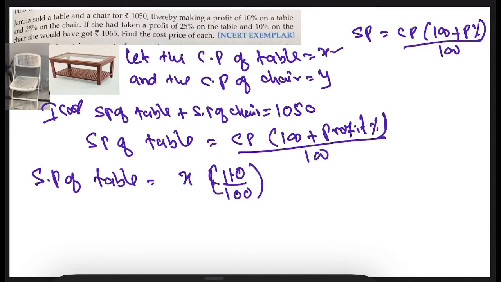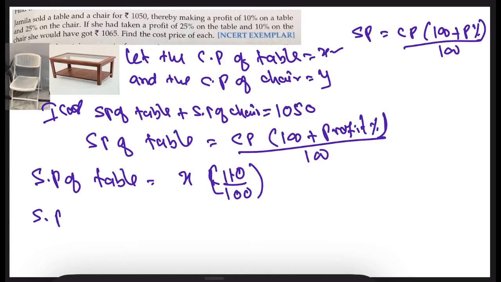Okay. Now you got it. Now we got SP of table. Now let us go for the SP, that is what he is saying, isn't it? So, now SP with profit percent, 110 upon 100 X.